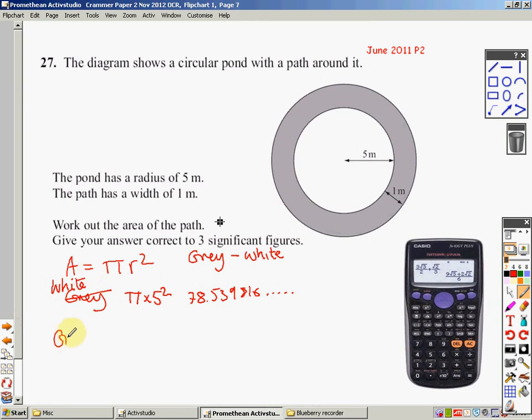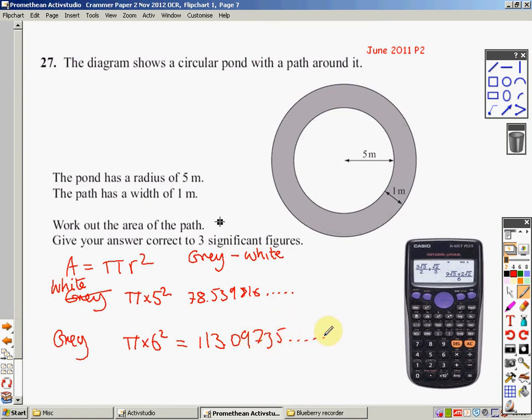Now I'll do the grey one. The grey one is going to be all that distance, which is 5 plus another 1 makes 6. So for the grey, it's pi times 6 squared, which is going to be 36 pi. Just working out my calculator now. And that's 113.09735.